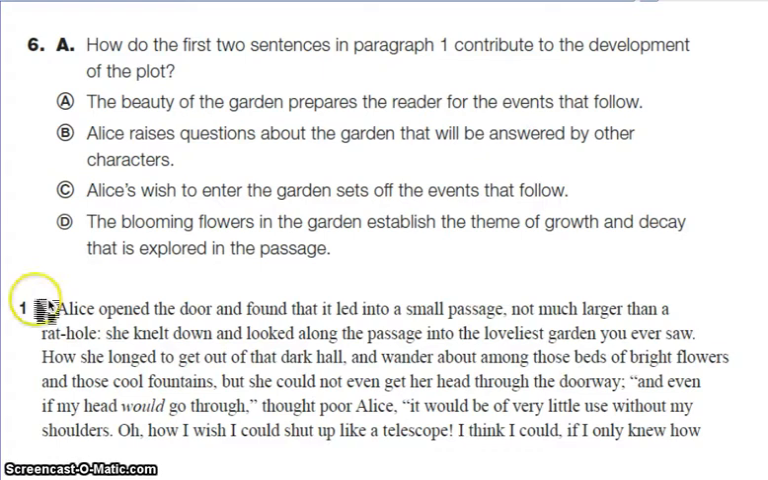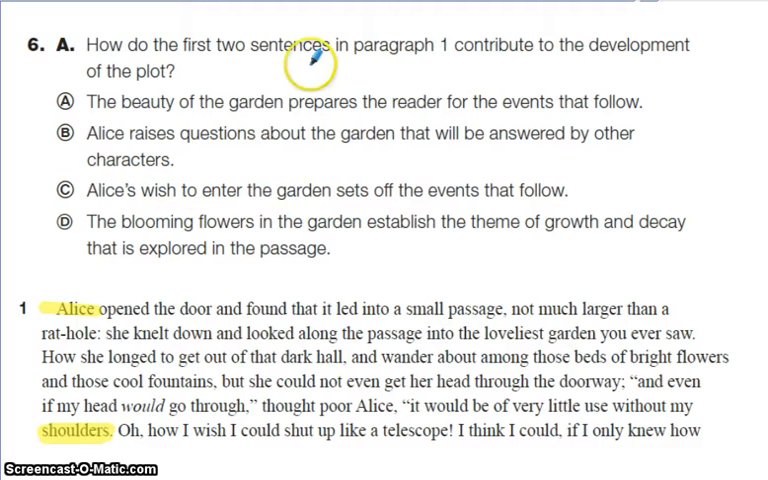All right, so when I look at the first two sentences, we're talking about right here: Alice opened the door and found that it led into a small passage, not much larger than a rat hole. She knelt down and looked along the passage into the loveliest garden you ever saw. How she longed to get out of that dark hall and wander about among those beds of bright flowers and those cool fountains, but she thought she could not even get her head through the doorway. And even if my head would go through, thought poor Alice, it would be of very little use without my shoulders. Okay, so those are the first two sentences.